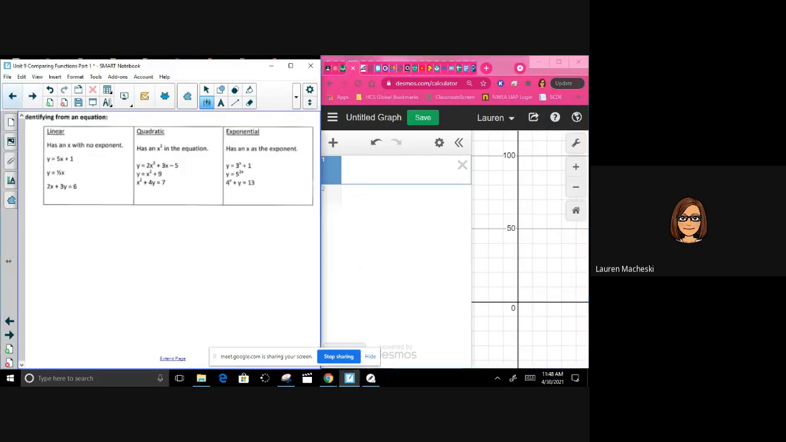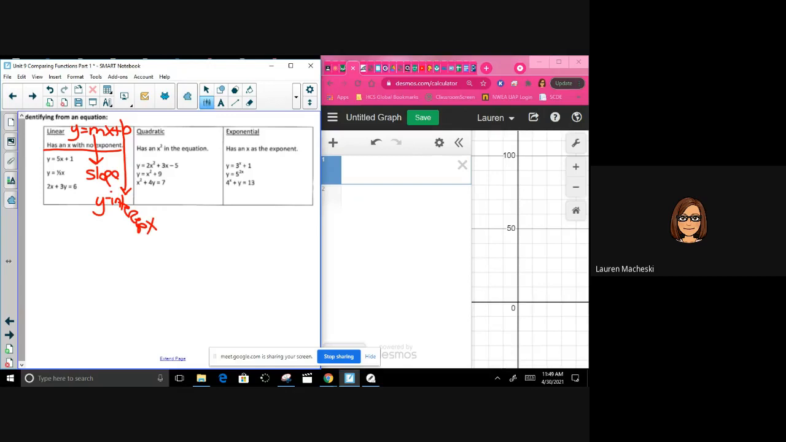All right, so let's just refresh really quick. A linear equation has an x with no exponent. A linear equation's in slope-intercept form, so it should be in y equals mx plus b form. Remember, the couple important things you need to know is you need to know your m, which is your slope, and your b, which is your y-intercept.